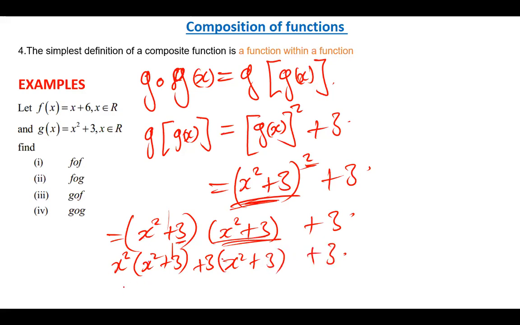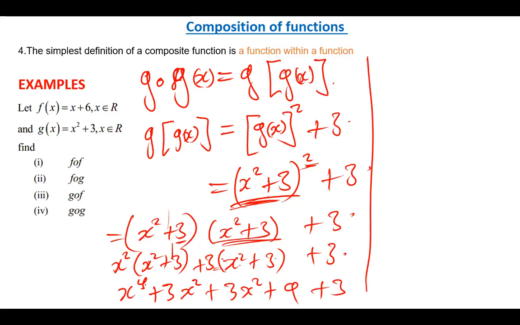So we say x squared times x squared, this is x to the power 4. x squared times 3, we're going to get 3x squared. 3 times x squared, we have 3x squared. And then we have 3 times 3, we have 9 plus 3. So when you do the simplification there, we have x to the power 4, and then here we have 3x squared plus 3x squared. We're getting 6x squared. This is where it came from. Then we have a 9 there.